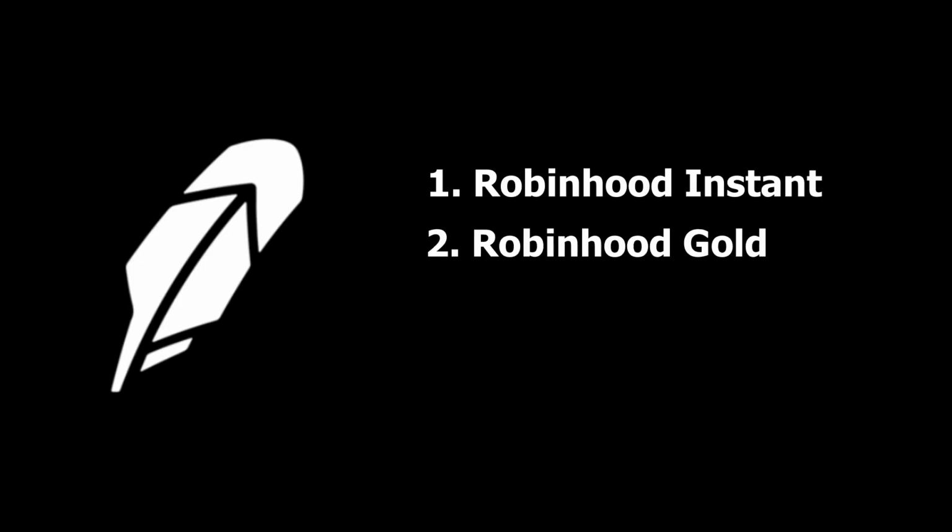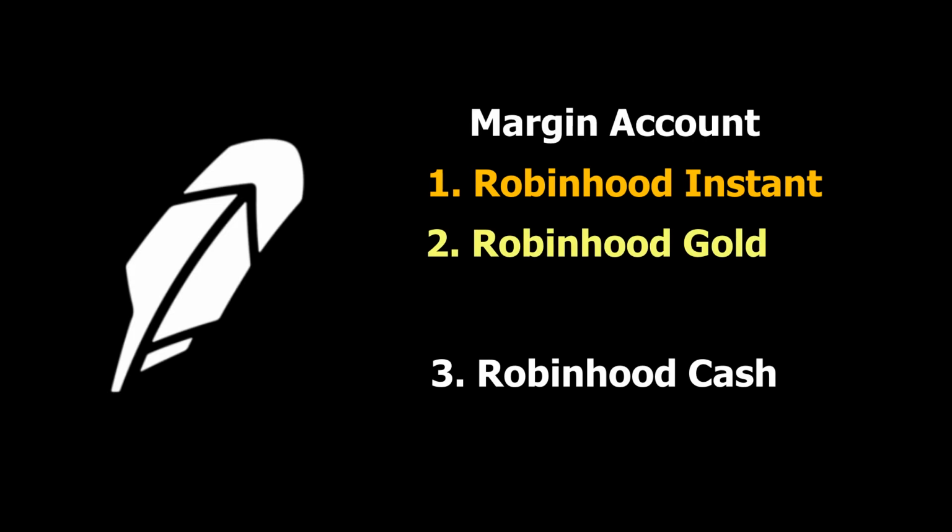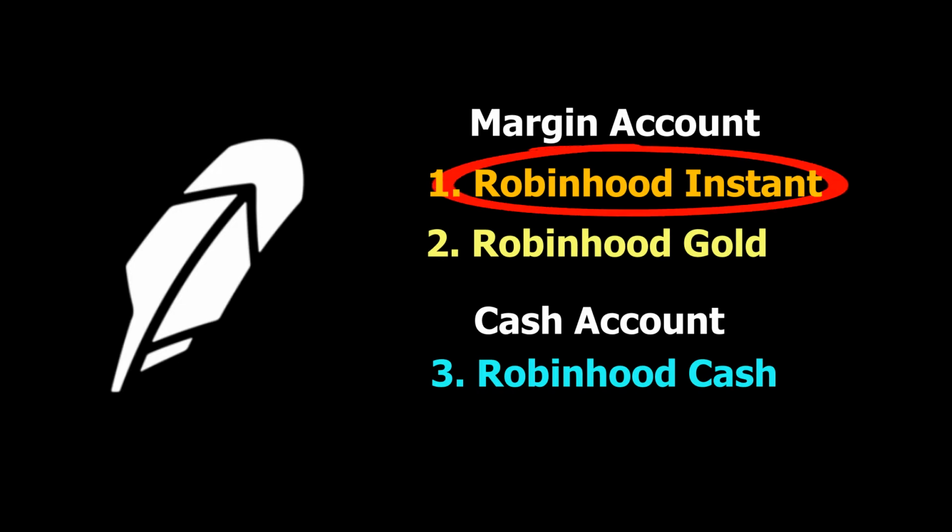In Robinhood, there are 3 types of accounts, which are Robinhood Instant, Robinhood Gold, and Robinhood Cash. Both Robinhood Instant and Robinhood Gold are considered margin accounts, whereas Robinhood Cash is a cash account. New users will always begin with Robinhood Instant. There is a major difference between a margin account and a cash account. We will discuss that later in this video.